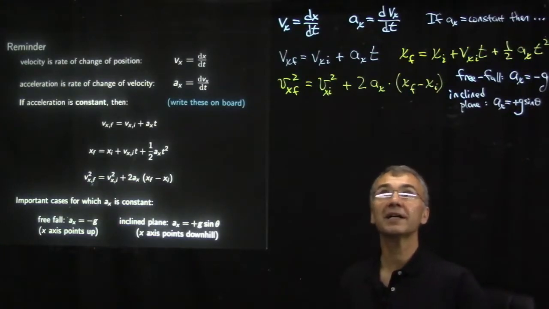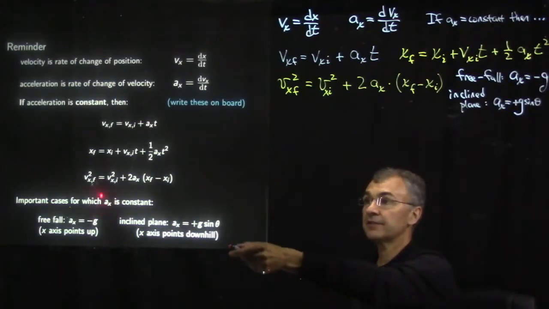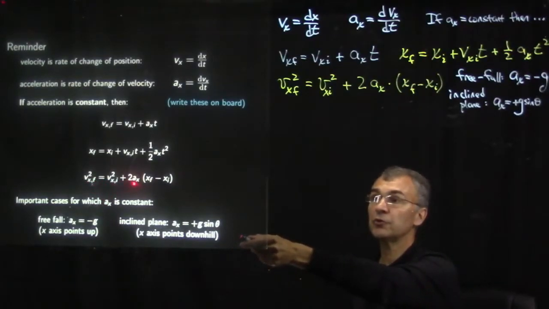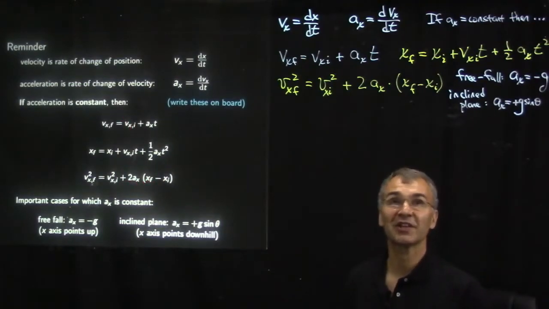And then if you combine these two and eliminate the time, you can get that Vx final squared equals Vx initial squared plus 2 times a sub x times (x final minus x initial).